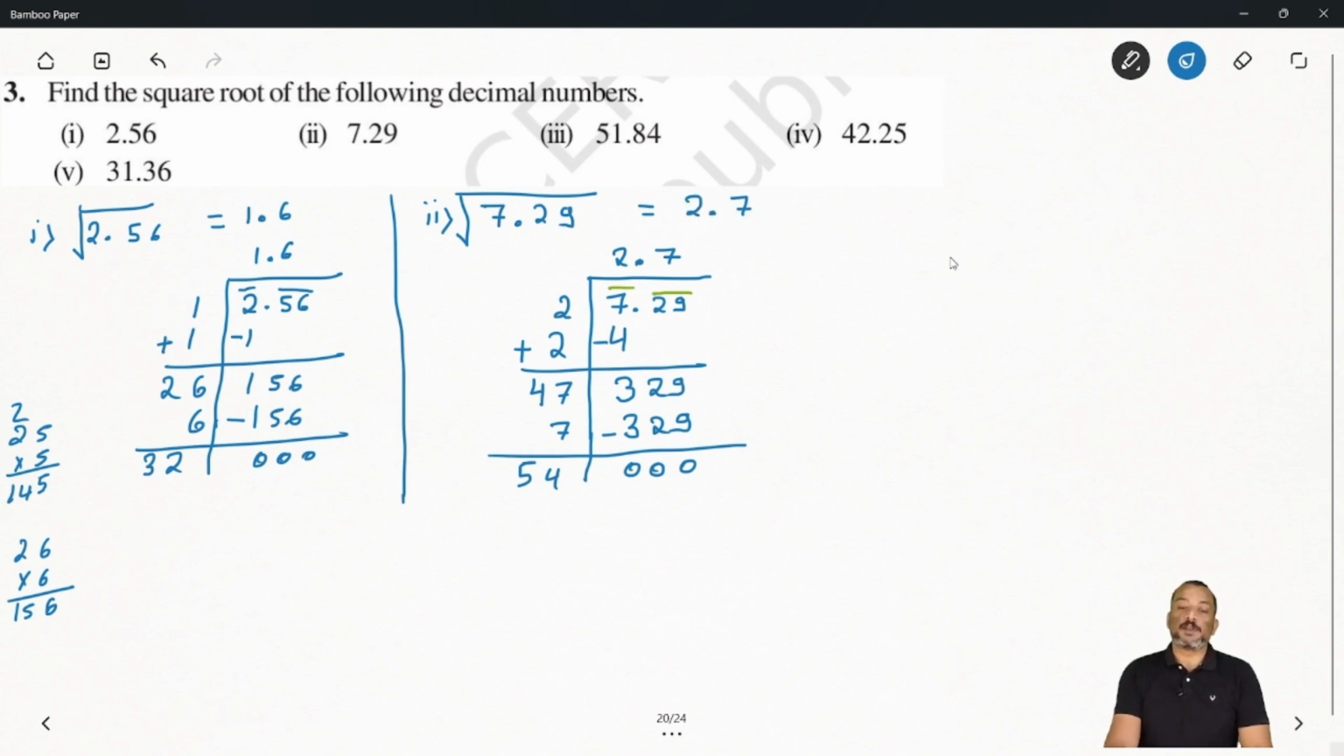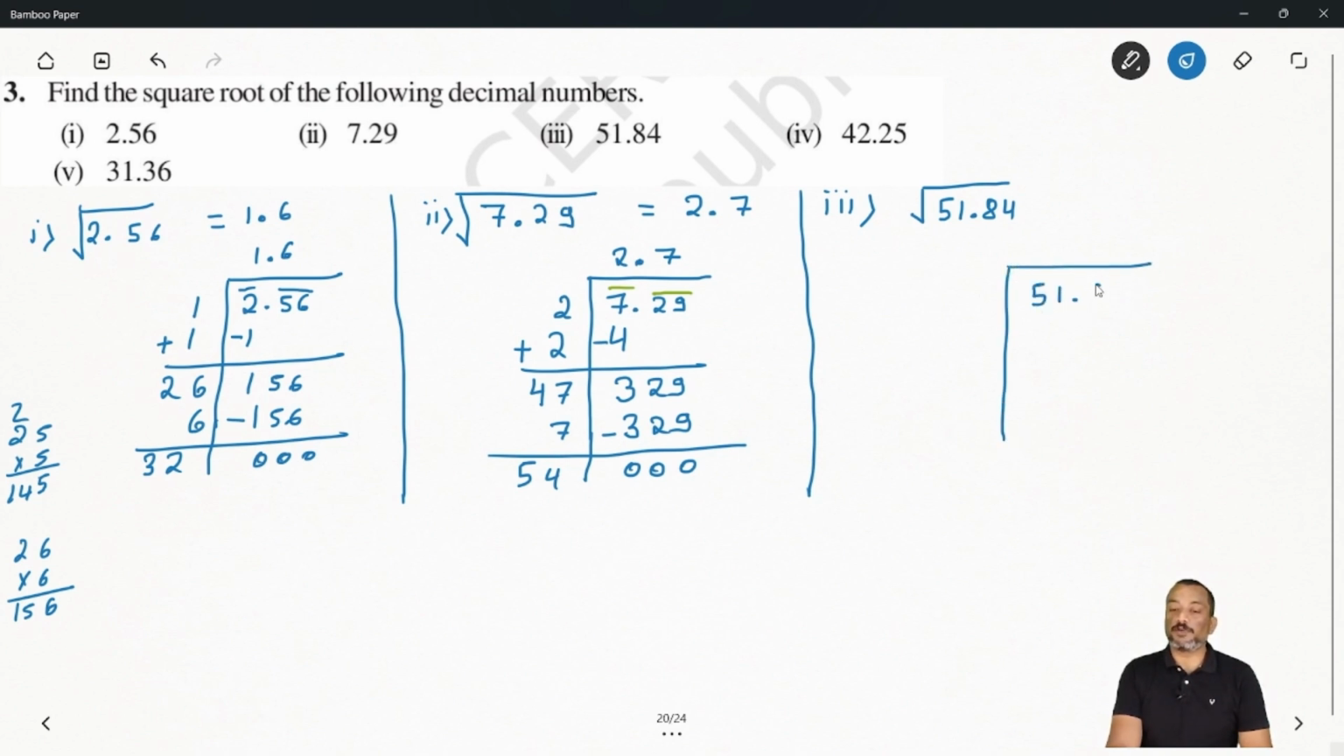Hope it's clear. Now let's try the third question. The third question says to find the square root of 51.84. Same way, we will go with the long division method. So we write 51.84. Now here you take pairs again from right to left. So this is the pair.